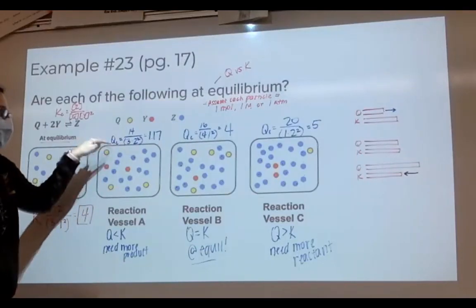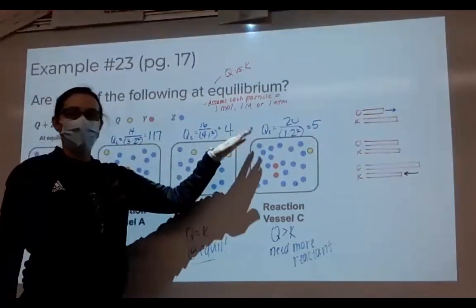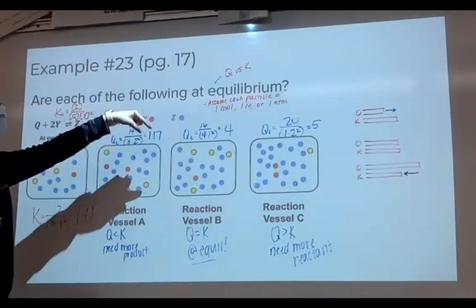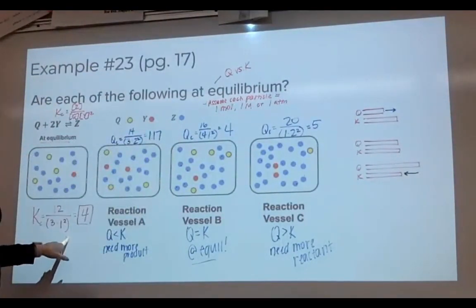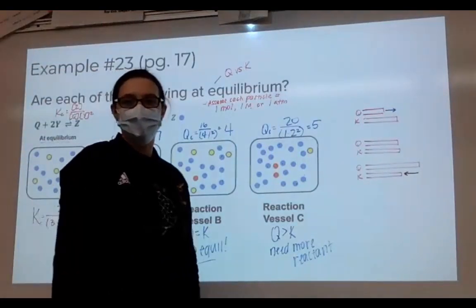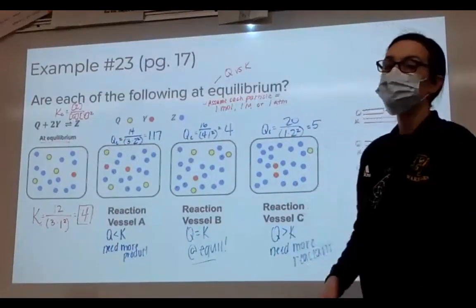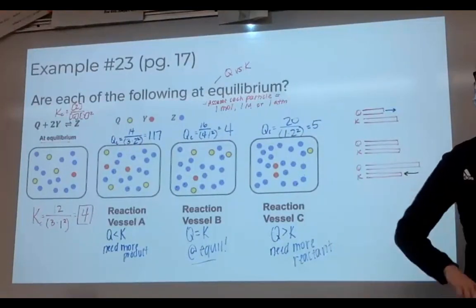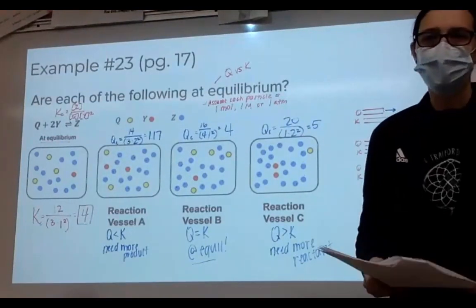If you're not at equilibrium, you're no longer calculating K. Notice how in vessel A, B, and C, we didn't know if we were at equilibrium, so we were calculating Q. And then to see if we were at equilibrium, we compared it to our equilibrium constant. We compared it to K. So K is a constant. K never changes unless you change temperature. Q is what is changing.